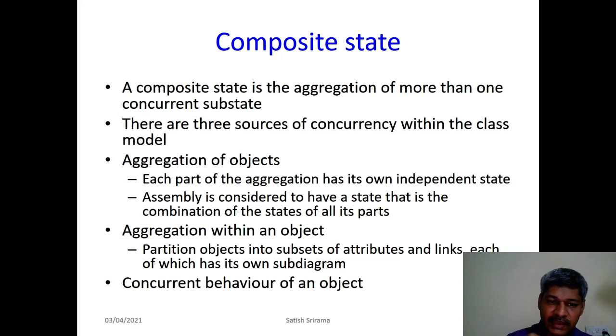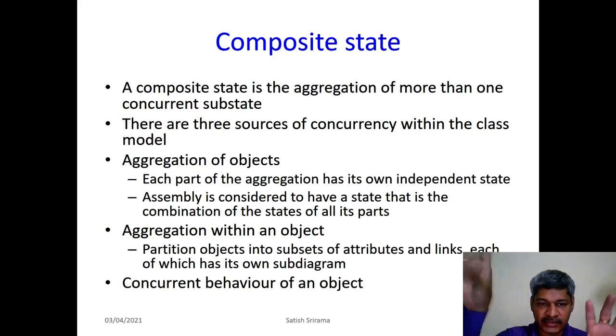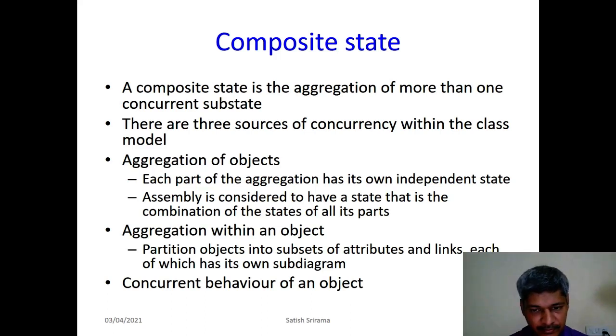The first one is the aggregation of objects. Each part of the aggregation has its own independent state. We discussed the car and its ignition, brakes, accelerator, and everything. At any particular time, the assembly is considered to have a state that is the combination of the states of all its parts. We discussed this in detail when we were going through the example: the class and its respective parts, which are aggregated at the class level, and the assembly's state is a combination of the states of all its parts.